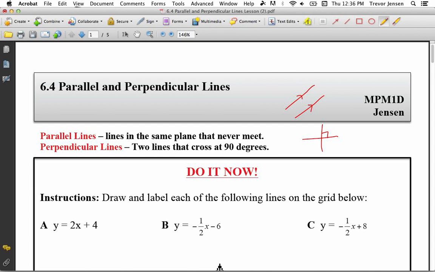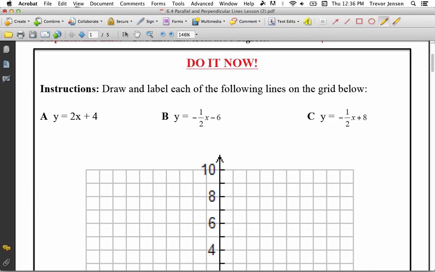So let's start off just by graphing a few lines and being able to analyze the graph and determine which lines are parallel, which lines are perpendicular. And then we'll compare the slopes of each of the lines that are parallel and perpendicular and try and find a trend. So let's start off by graphing this first line, y equals 2x plus 4.